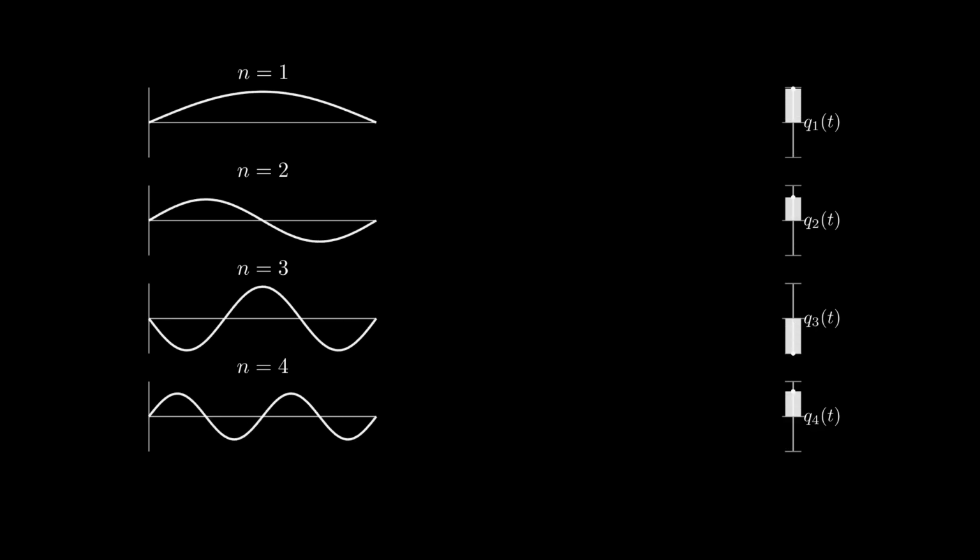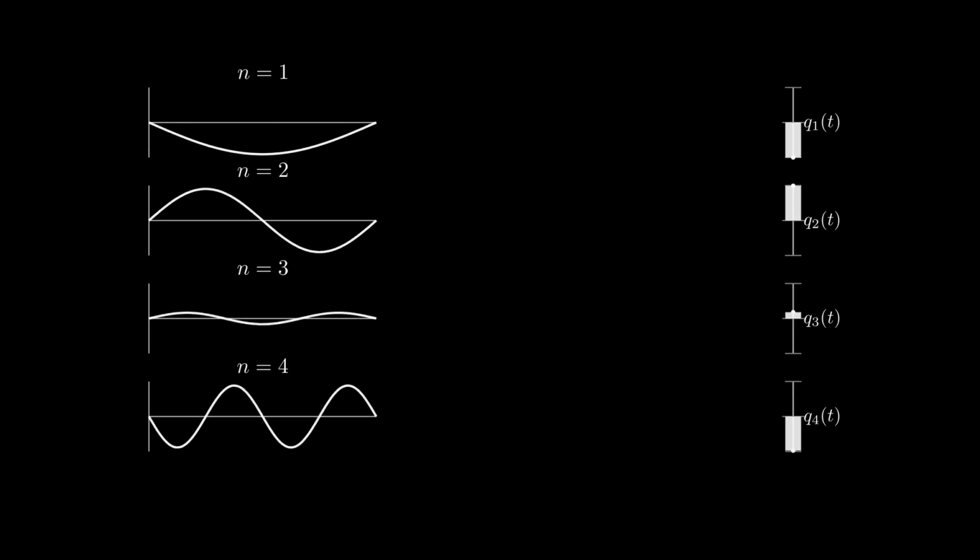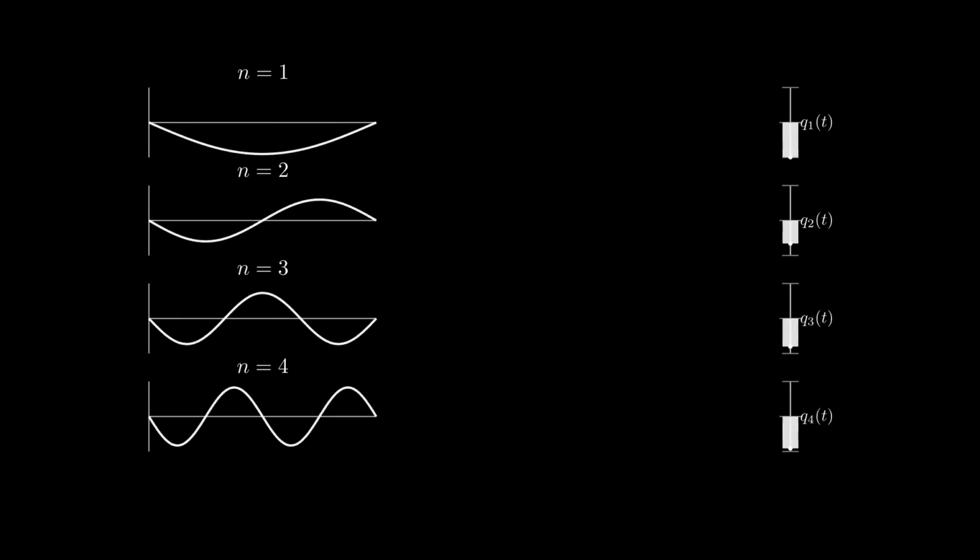Each mode has its own function, Q(t). For higher modes, the wave oscillates more rapidly, so the higher the mode number, the faster the amplitude changes with time.